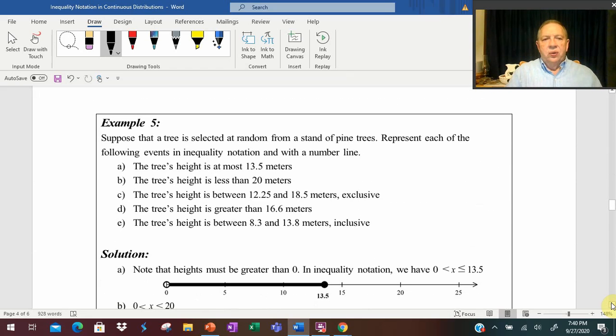So here are several. Suppose that a tree is selected at random from a stand of pine trees. Represent each of the following events in inequality notation with the number line. The tree's height is at most 13.5, at most. Okay, so heights, we're going to consider the heights must be greater than 0. So they're just going to put this as 0 less than x, less than or equal to 13.5, because we'll consider that as the most.